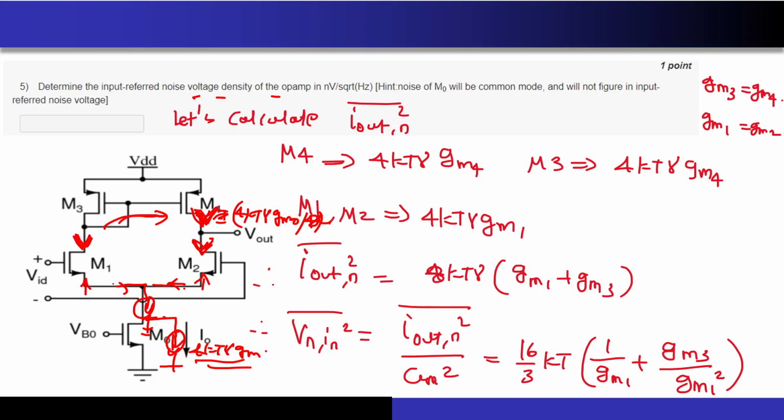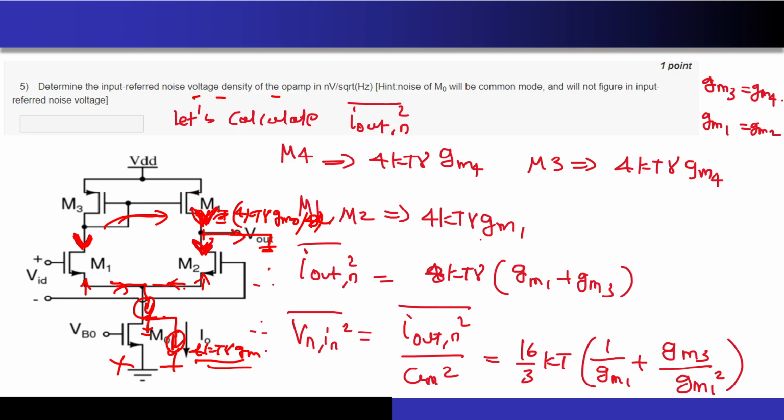What you can see over here, the current division will happen equal, and now this noise current will exactly get replicated on the top of V out, and the same current is exactly present at the bottom of the V out. So even if you short the output over here, no current will flow through the short circuit. So M0 does not contribute anything.